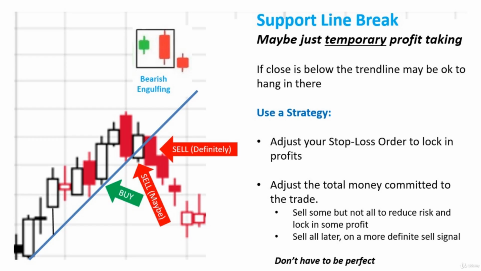And maybe there's just some temporary profit taking. Maybe it's just going to go down or sideways a little bit and then resume that trend. So if the close is below the trend line, you're thinking, well, maybe it might be okay to hang in there a little bit more. If you were to use a strategy around that, what you could do is adjust your stop loss order to lock in profits, right?